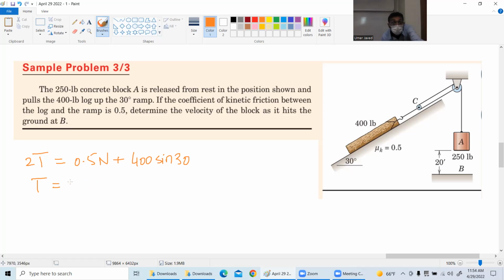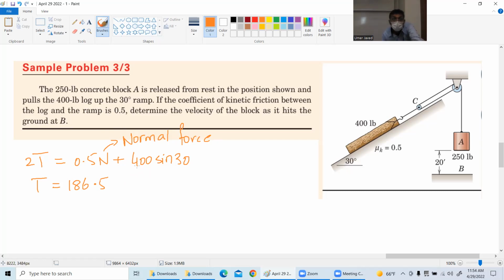But hocam, the friction force isn't 0.5 Newton. The friction coefficient is 0.5. Normal, normal. This is not Newton. If I said Newton, then I definitely apologize. This is normal force. Please remember, this is not Newton. Okay.